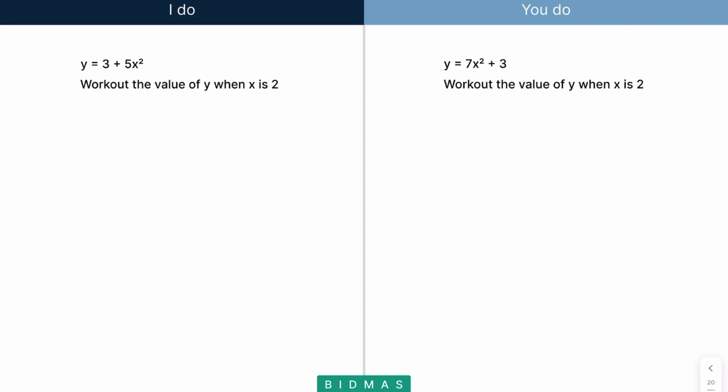And now moving on, we have BIDMAS that I mentioned earlier. So we have y is equal to 3 plus 5 times x squared. So first step, let's substitute the value in. So what is x? 2 squared. Now, here we have 3 different things. We have an add sign, we have a multiplier, and we have an indice.